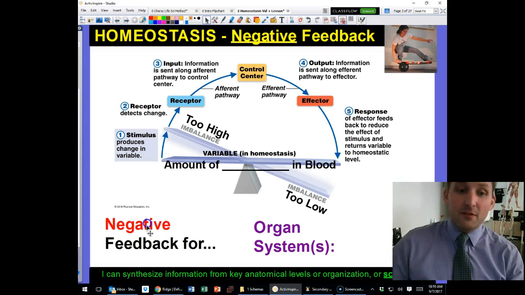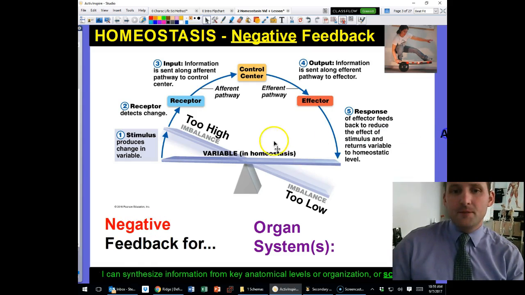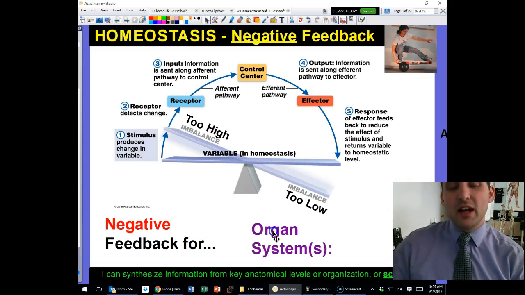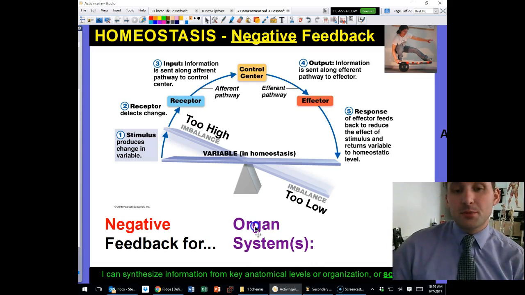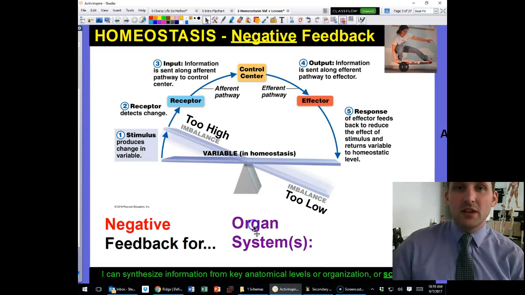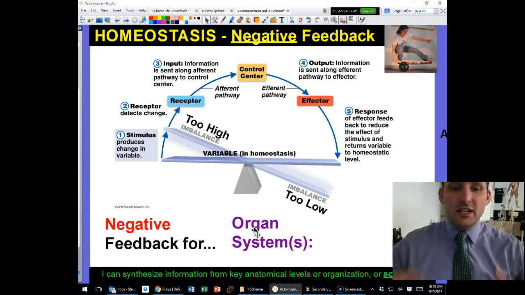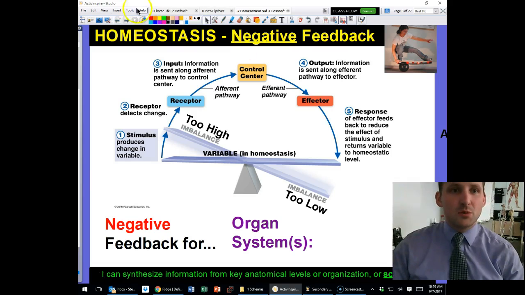So that's the negative feedback, which can always be seen in the middle part of the balance beam. And then I'm curious as we go through, I'm going to have you guys say, all right, what organ systems are involved? In the last lesson, the organ systems are probably the hardest part. There are 11 organ systems, so I'll have you practice which organ systems are involved in any homeostasis balance beam. So that's what we're going to go through.